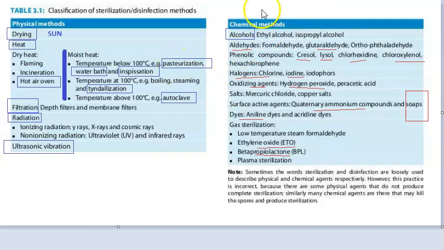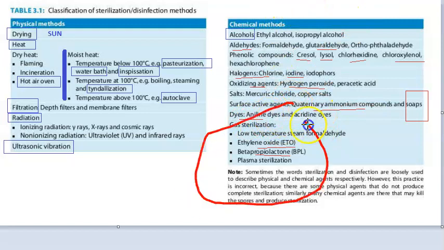Yes, guys, you have seen alcohol, aldehydes like formaldehyde, phenolic compounds. Just now we saw cresol, phenol compounds, etc. Then you saw halogens, chlorine compounds, oxidizing agents. We already told you, potassium permanganate, hydrogen peroxide. Then, talking about some salts, mercuric salts, copper salts. Then quaternary ammonium compounds. Yes. Then dyes. Then they're talking about gas sterilization.